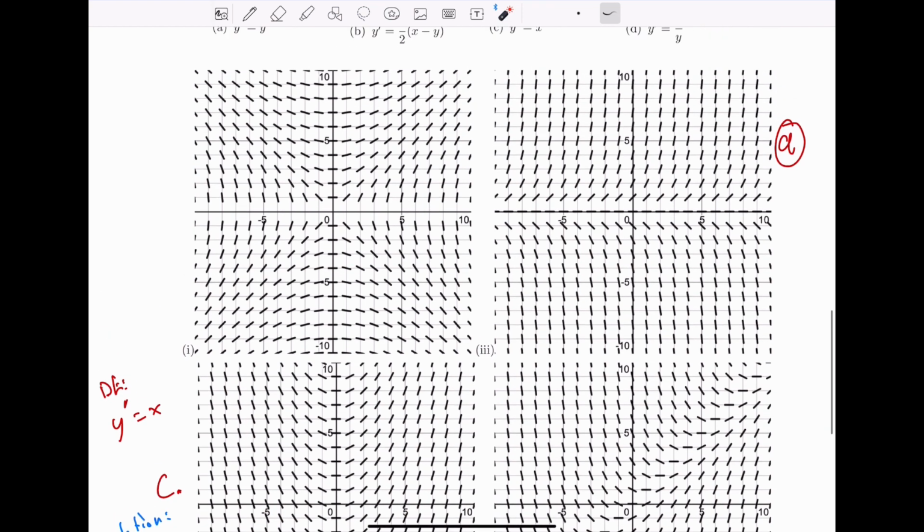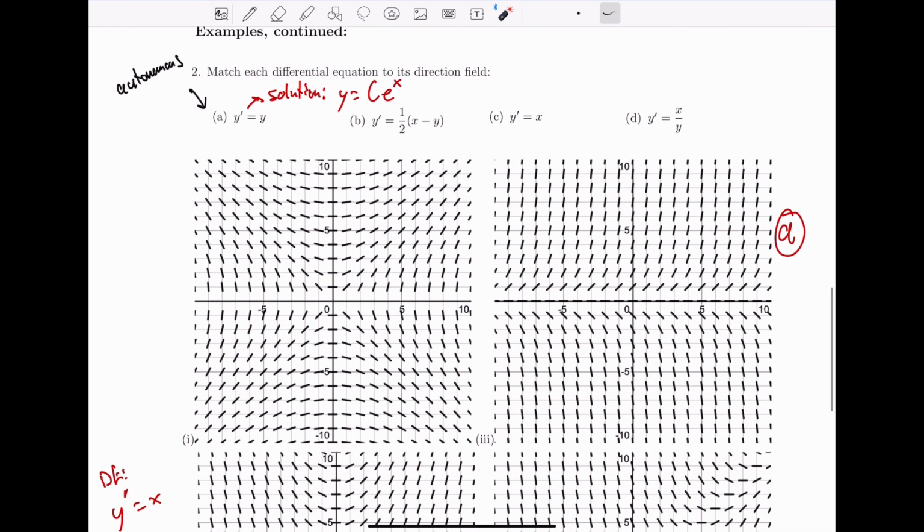Let's take a look at these other two differential equations that we haven't yet matched. And we won't talk about the solutions for either of these. For part D, we'll see a method later on to find the solution, but we're not interested in finding the solutions here. Take a look at this differential equation. It's either going to be this graph or this one. How do we figure out which one matches?